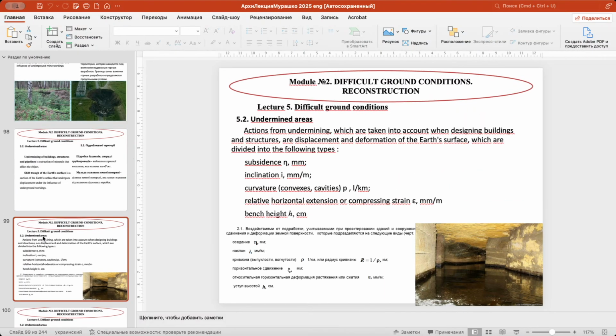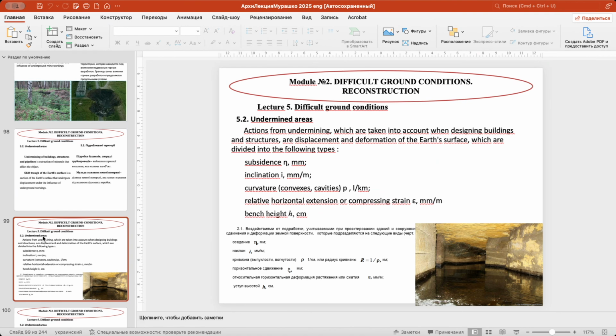And when we're talking about undermined territories, we have to take into consideration that there are certain parameters which describe this difficult ground condition, like subsidence in millimeters, its vertical deformation, inclination, because those subsidences may be caused by inclined subsidence of elements, and this inclination is measured in millimeters per one running meter. Curvature, it is one divided by kilometer.